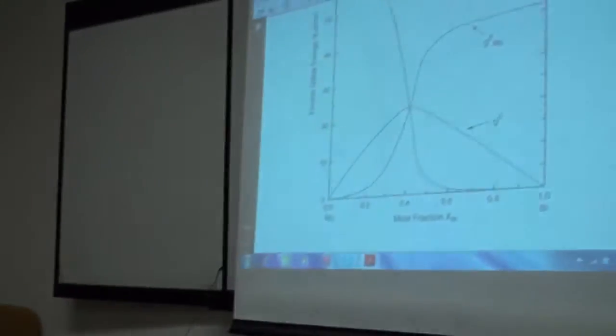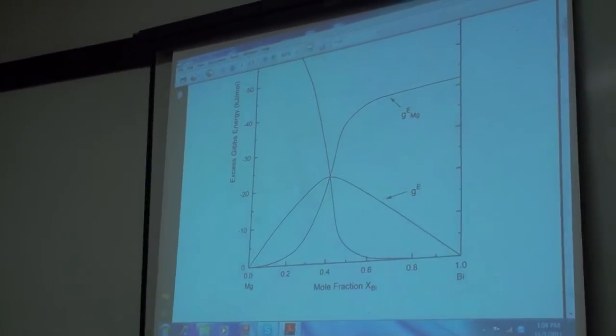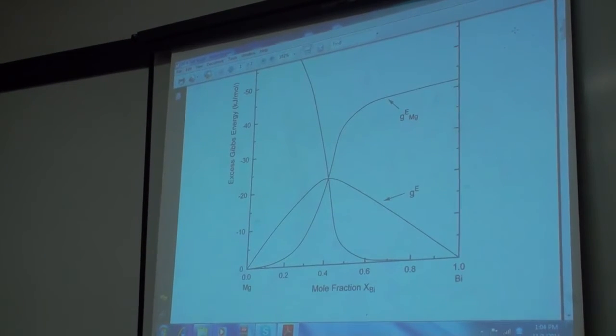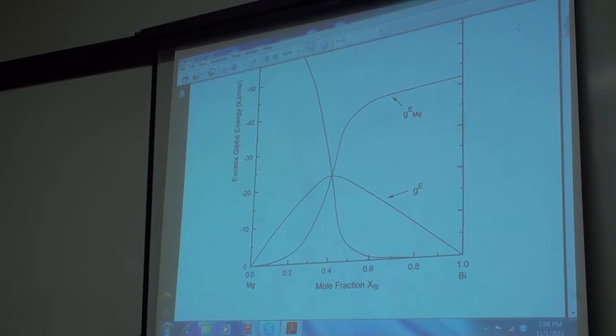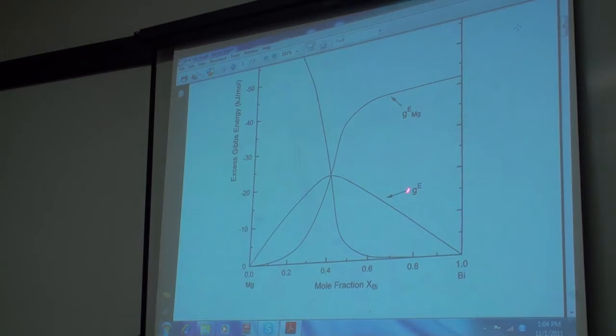We're talking about short-range ordering in liquids. This is a qualitative thing. This is your magnesium bismuth liquid solution, pretty close to the experimental. In the magnesium bismuth liquid solution, the excess Gibbs energy is negative, going up here, and it has a very sharp peak around about 33%.